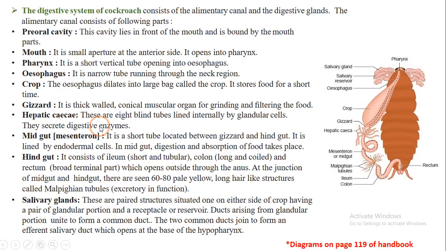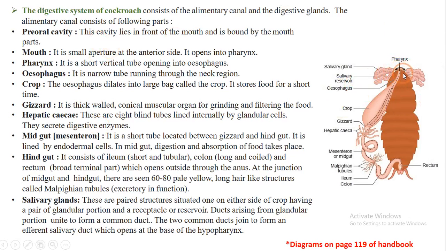The next specimen for spot G is the digestive system of cockroach. Now the digestive system of cockroach consists of the alimentary canal and the digestive glands. The alimentary canal consists of the following parts. The first one is the preoral cavity. Now, this cavity lies in front of the mouth, and it is made up of the mouth parts. Now, if we study about the mouth, it is a small aperture which is present on the anterior side over here, and it opens up into the pharynx.